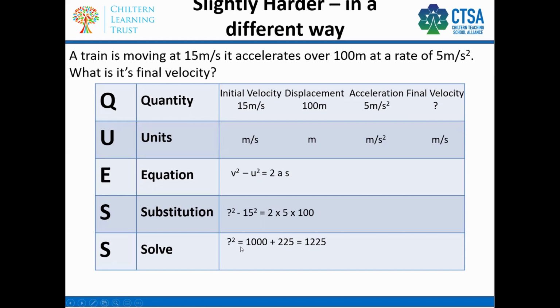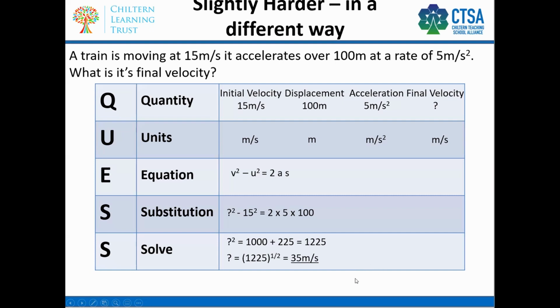Now that doesn't give me the final velocity, that gives me the final velocity squared. So what I need to do to get the final velocity on its own is square root both sides. So if I square root question mark squared, that leaves me with a question mark. And then I'm also square rooting 1,225. And when I square root 1,225, that gives me 35 meters per second.